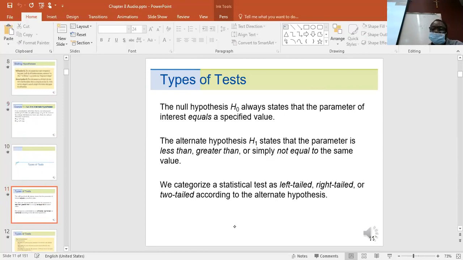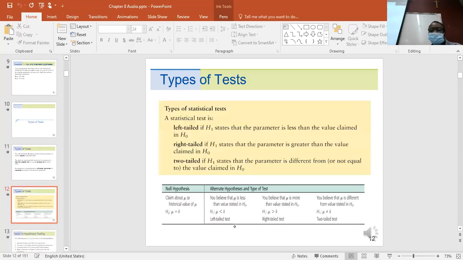So there are three types of tests, not two: the left, the right, and both, or two-tail. We say left tail, right tail, or two-tail test. We will do a lot of examples so that we can understand what each of these means.